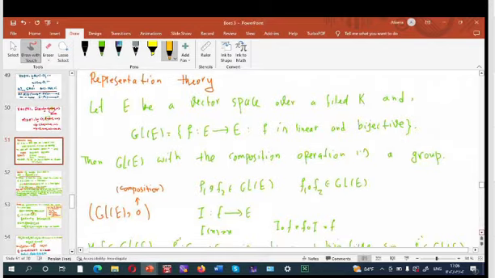For all f in GL(E), okay? And for any f in GL(E) we have the inverse of f from E to E, and we know that the inverse of f is linear and bijective, so this is an element of GL(E), and we have these equalities, so that any element in GL(E) has an inverse with respect to this operation, with respect to composition as a binary operation.